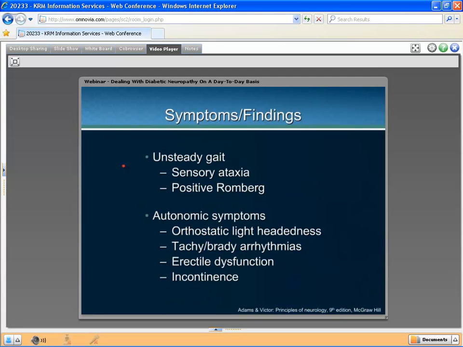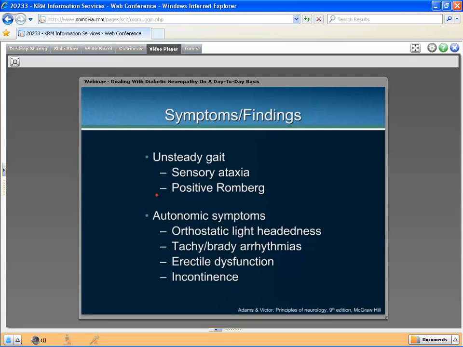Because of the loss of sensation from the feet, diabetics often have difficulty walking. We call this a sensory ataxia. In simple terms, basically, the brain does not know where the feet are, and you end up walking like you're drunk because your legs are on autopilot, and you can be very unsteady. The term in neurology, we call it a positive Romberg. Have the patient stand up, close their eyes, and they fall over. That's a test we do in the office.